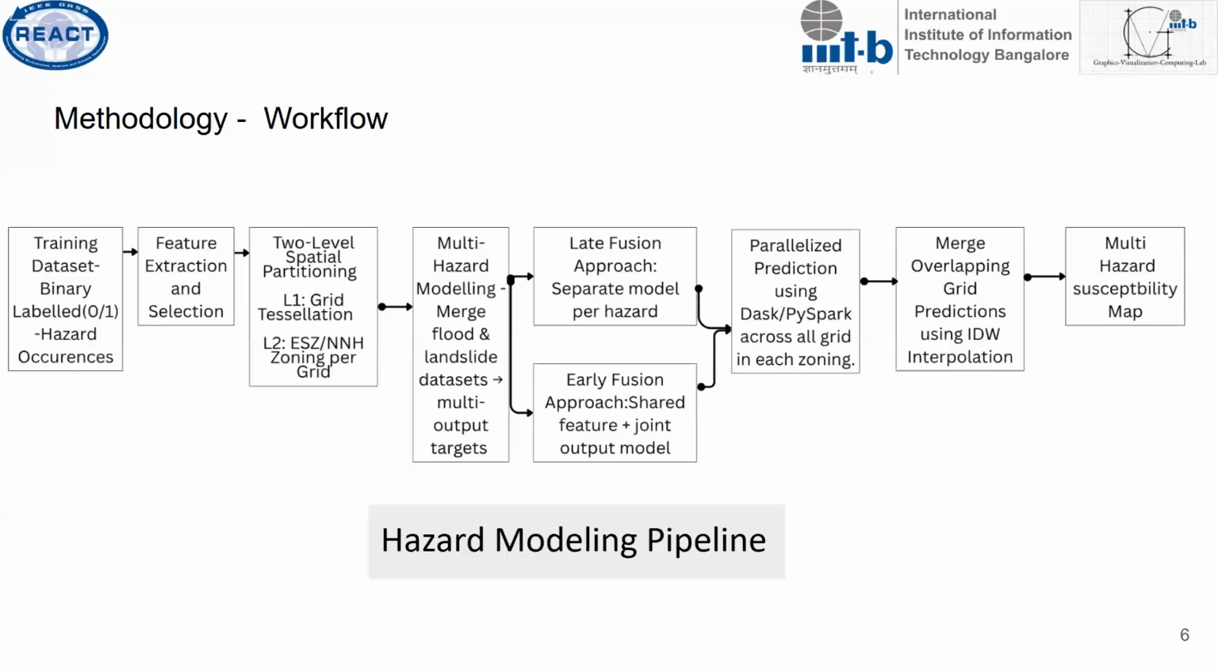In the early fusion approach, we are doing a joint modeling approach, and we are using Dask and PySpark to parallelize the predictions across the grids. And finally, we are merging the grids using the inverse distance weighted interpolation method and generating the multi-hazard susceptibility mapping.